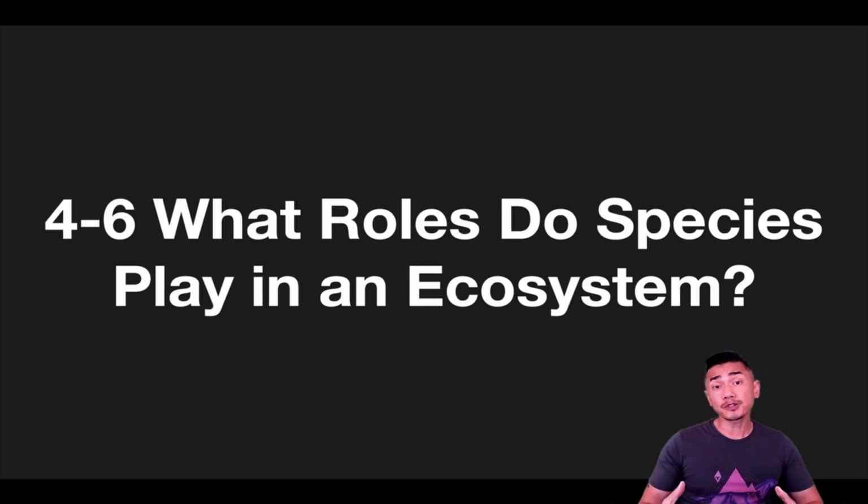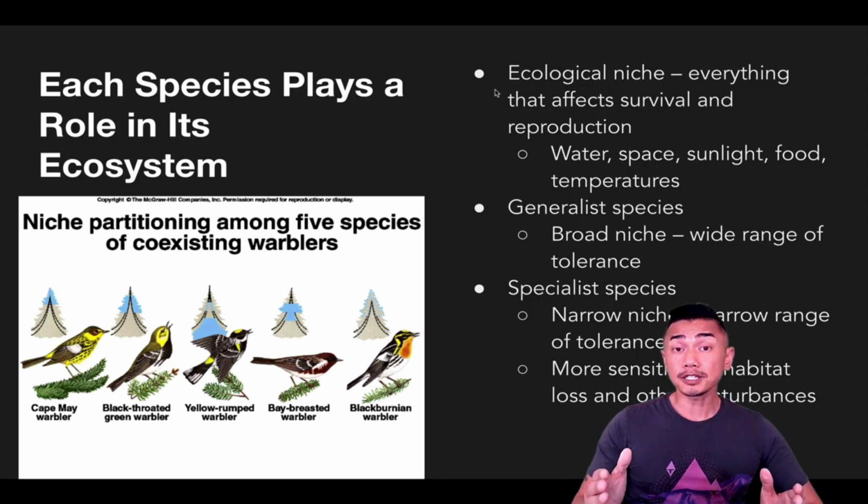In section 4.6, we're going to talk about how different species live together and the different roles that they take on in an ecosystem. An organism's place in its environment, or the role that it plays there, is called the ecological niche. It includes everything that that organism needs to survive and reproduce. It includes things like water, space, sunlight, food, and temperature.